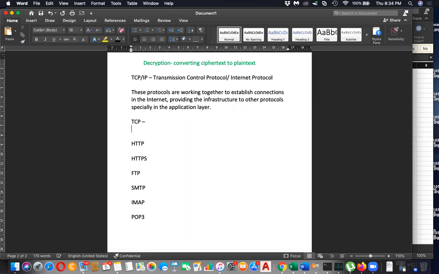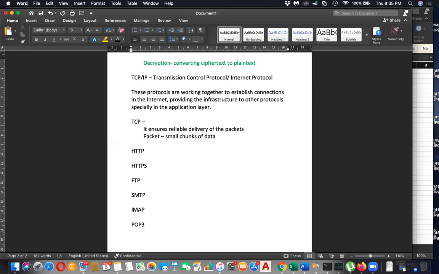TCP does these things. It ensures reliable delivery of the packets. So what is a packet? Packet means small chunks of data. Why do you have small chunks of data?